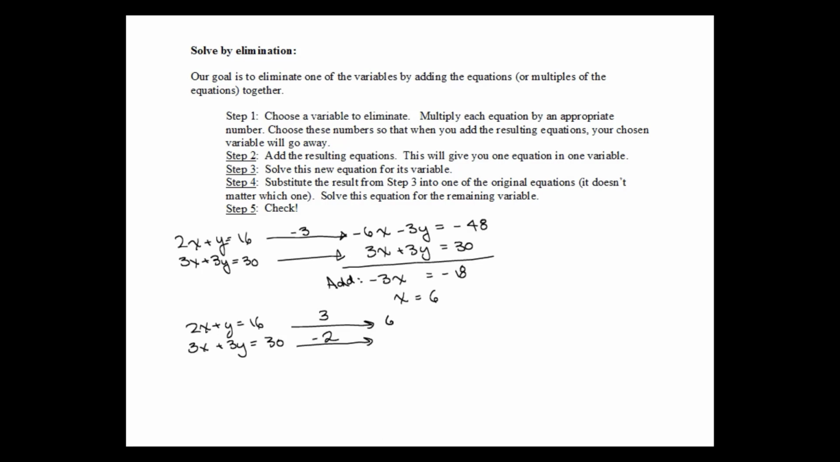That's going to give me 6x plus 3y equals 48. Down below, we're going to get a -6x, -6y, -60. And then when we add our equations, this time the x's are eliminated, and I get -3y equals -12, and so y is 4. And so we get the same answer that we got before. And make sure you remember to answer the question posed by the original problem.